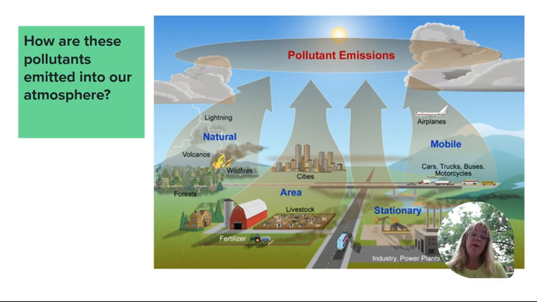So pollutants can be emitted in different ways into our atmosphere. They can be emitted naturally through lightning, volcanoes, and things like that. But there's also some human influence as well, such as farming and transportation, and also factories. So all of these things can emit pollutants into our atmosphere.